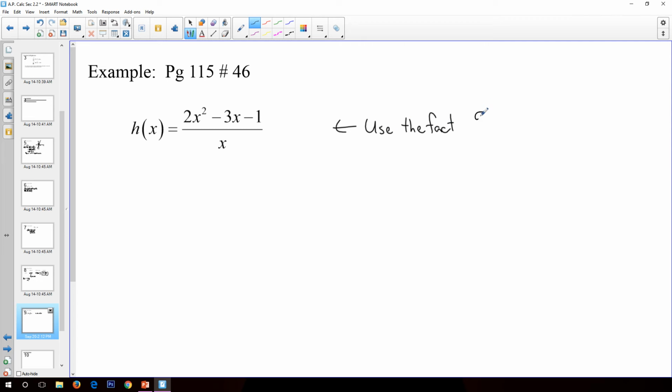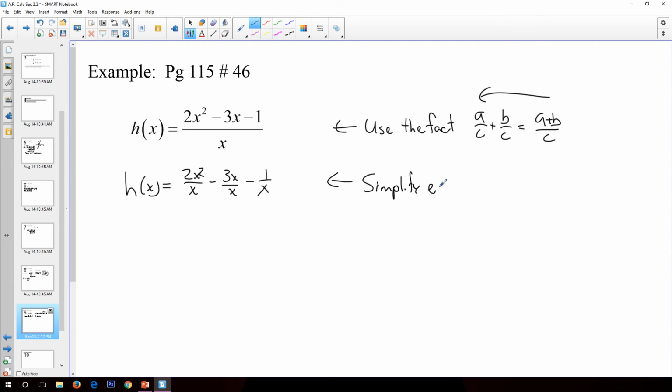Before I can do this, I am going to use the fact that a over c plus b over c is equal to a plus b all over c. When we add fractions, we can only add them if the denominators are the same, and when you do add them, you add just the numerators, but you leave the denominator the same. So I'm going to use this fact to rewrite it one time. So this is still h. H has not changed. This is going to be 2x squared over x minus 3x over x minus 1 over x.